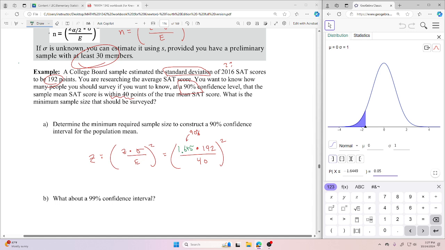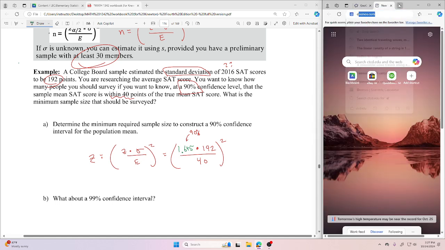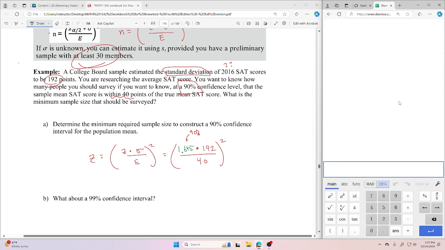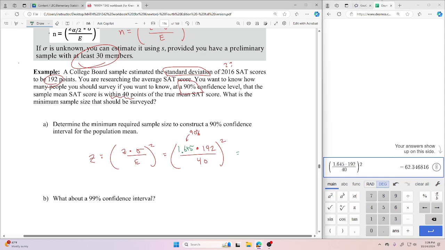Now I got to actually compute this thing. I'm going to do Desmos because it's easier, honestly, for scientific stuff. And I'm going to do the 1.645 times the 192 all over 4. Whoa. It doesn't look right. There we go. And there's my answer. I've got 62.3468.